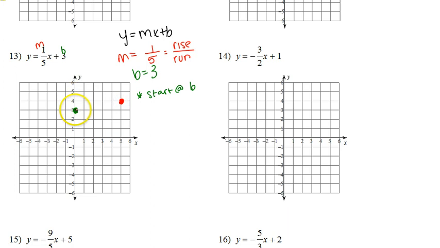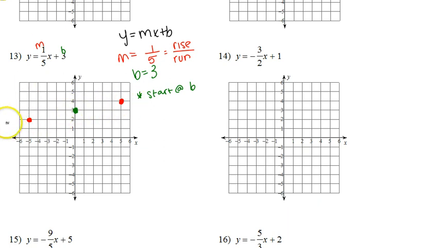Now I can also go in the opposite direction, but I need to make sure that when I go down 1, I have to go to the left to keep my line going uphill. So I'm going to go down 1 over 1, 2, 3, 4, 5, plot a point. And you notice how that point is in a perfect line with the other two I've already plotted.